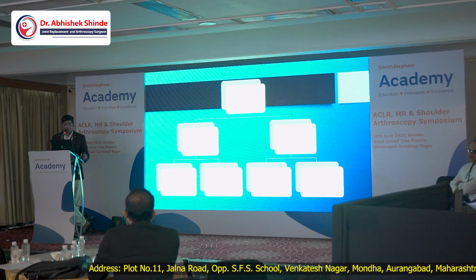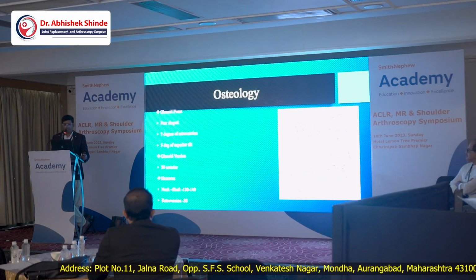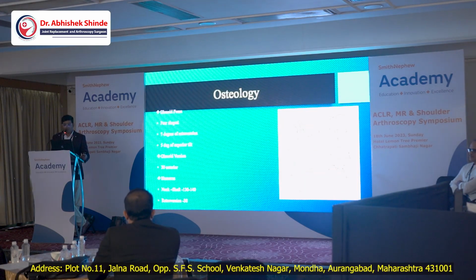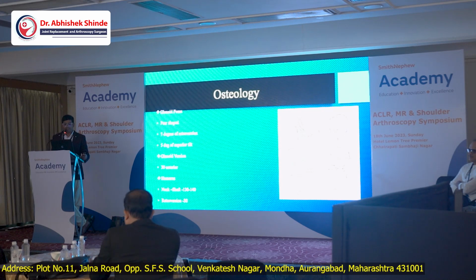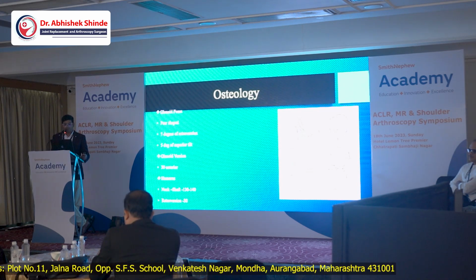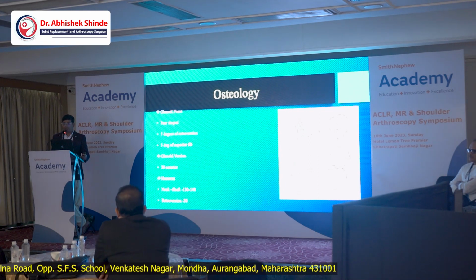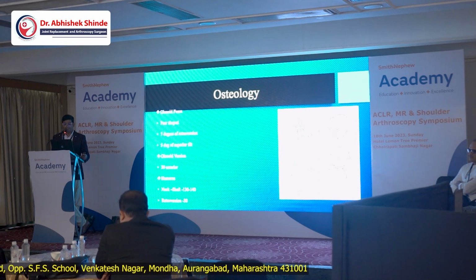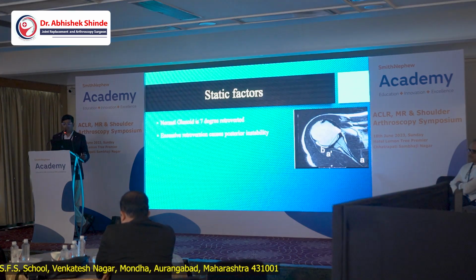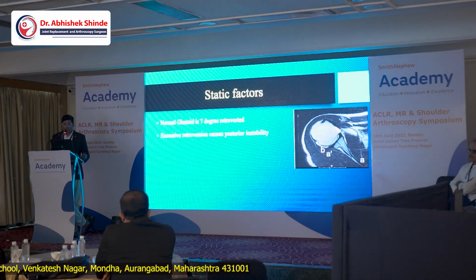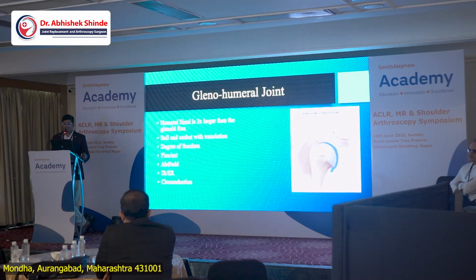Shoulder stabilizers, just a diagrammatic presentation. Coming to osteology, the glenoid fossa is pear shaped, with 7 degrees of retroversion and 5 degrees of superior tilt. Glenoid version is 30 degrees anterior. The humerus neck shaft angle is around 130 to 140 degrees, with retroversion of around 30 degrees. For static factors, the normal glenoid is 7 degrees retroverted. Excessive retroversion causes posterior instability.